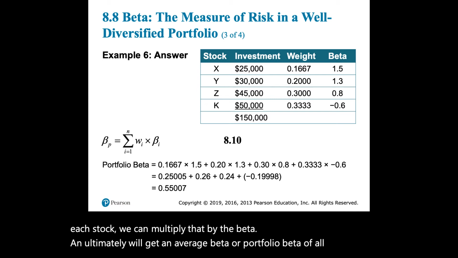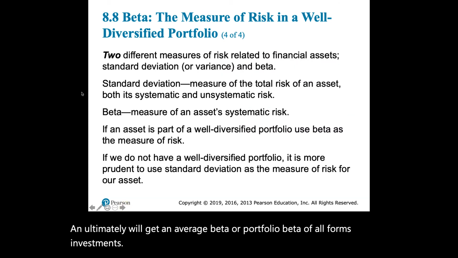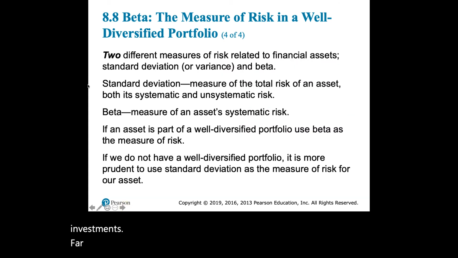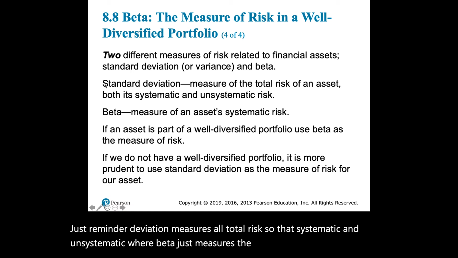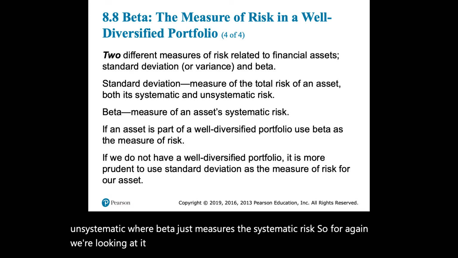Now, so far we've talked about standard deviation and beta to measure risk. Just a reminder, standard deviation measures total risk, so that's systematic and unsystematic, whereas beta just measures the systematic risk. So if we're looking at a well-diversified portfolio, it's helpful to take a look at measuring systematic risk.